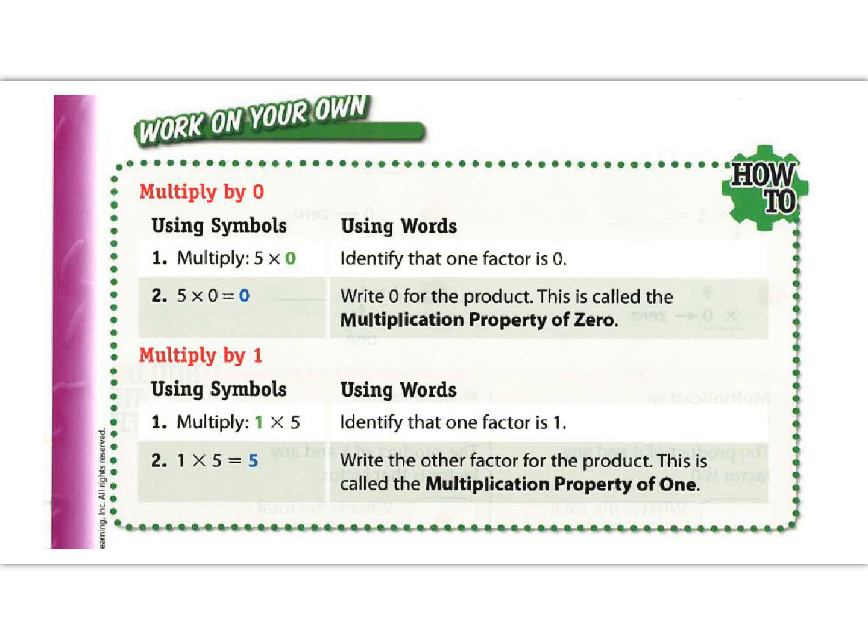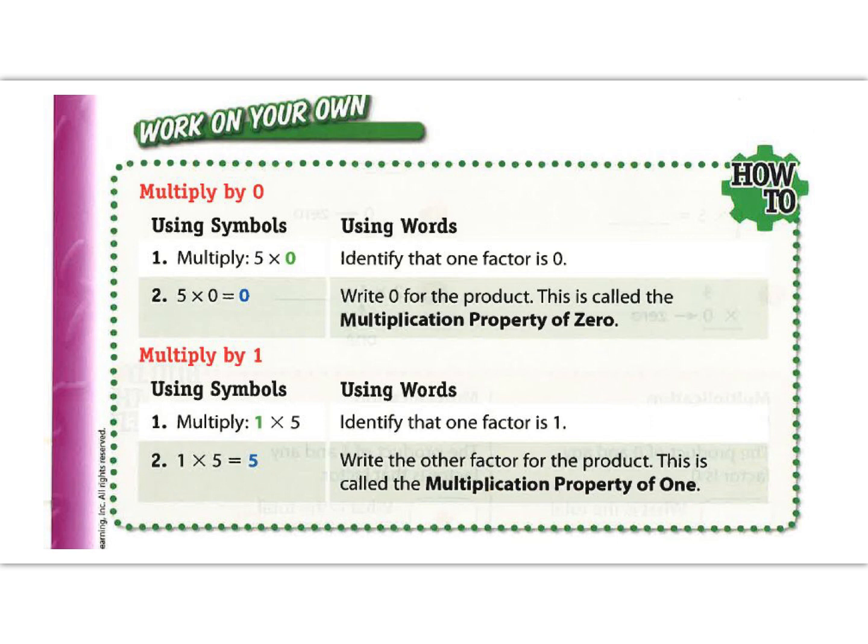If you multiply by 1, 1 times 5, you identify that one factor is 1. So here's the factor, it's 1. 1 times 5 is 5. You're going to write the other factor for the product. So 1 times 5 is 5. You see that those two numbers are the same. This is called the multiplication property of 1.